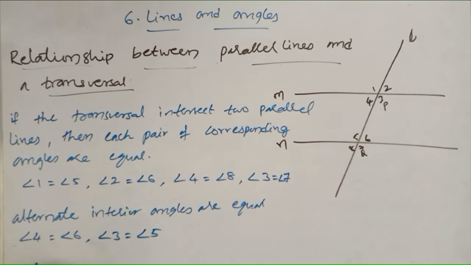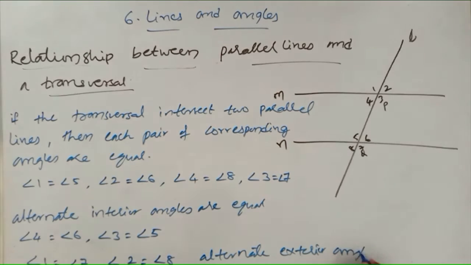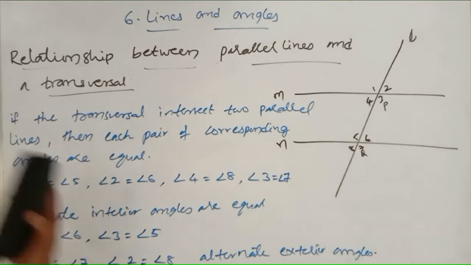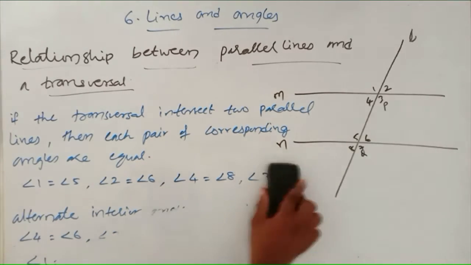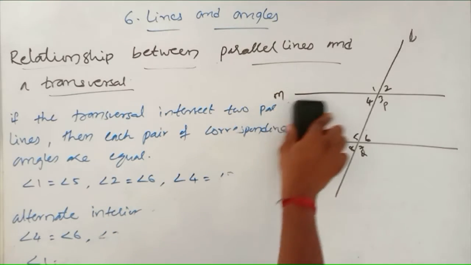Then what are the alternate exterior angles? Angle 1 is equal to angle 7, angle 2 is equal to angle 8. These are alternate exterior angles. So I am going to take one example and we'll check whether they are equal or not. So same figure I am taking.